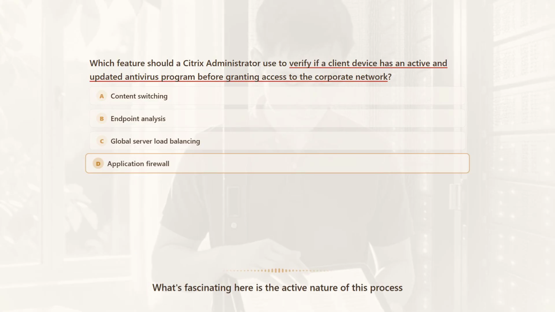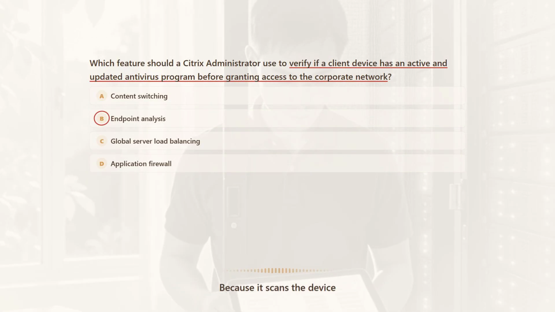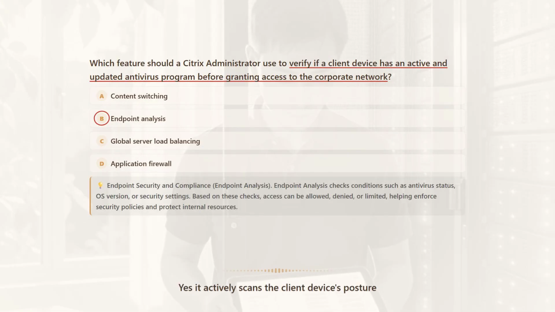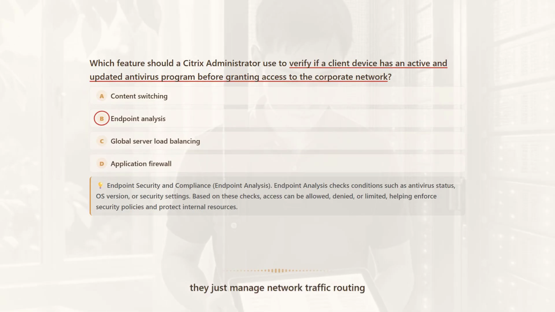What's fascinating here is the active nature of this process. Option B, endpoint analysis, is correct. Because it scans the device. Yes, it actively scans the client device's posture, like checking for that updated antivirus before letting them in. Options A, C, and D are incorrect because they just manage network traffic routing or protect web applications from attacks. They do not interrogate the user's local device.